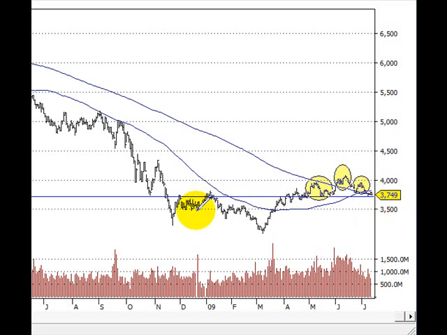No one knows what's going to happen, but that's where I think it might go. If it does break this major support level, which is around the 3722 mark, if it does start to majorly break that, then it has a very high probability of coming down to the 3,500 level.